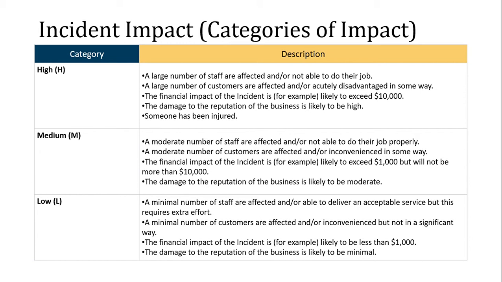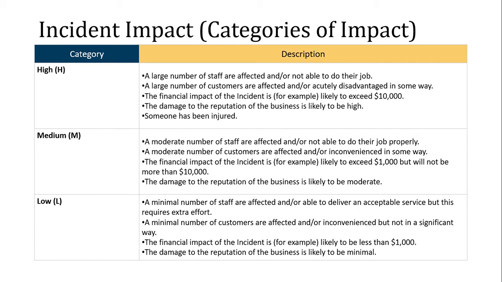Next, when coming to financial impact, the financial impact of the incident is, for example, likely to exceed $10,000. So we can take it like that. Got it? Next, the damage to the reputation of the business is likely to be high. Yes, if our clients, our customers themselves are not happy, and their reputation goes down, the business reputation goes down, and they say the service has not been provided in a timely manner. Those kinds of tickets, those kinds of impacts we consider as a high impact.